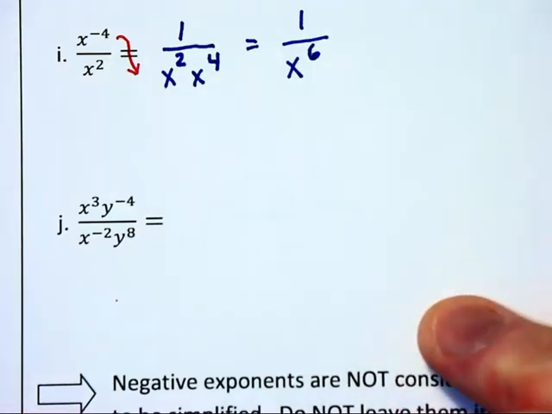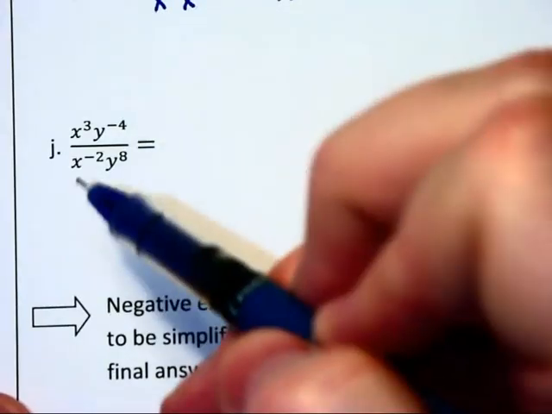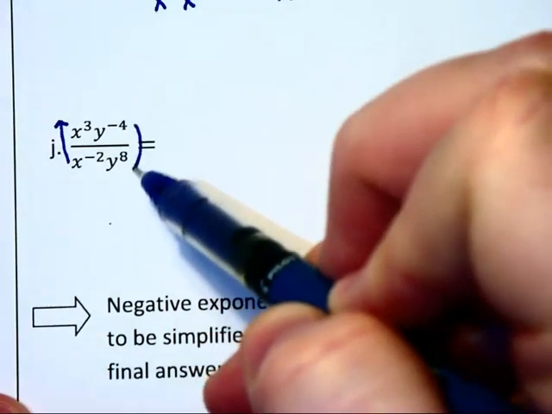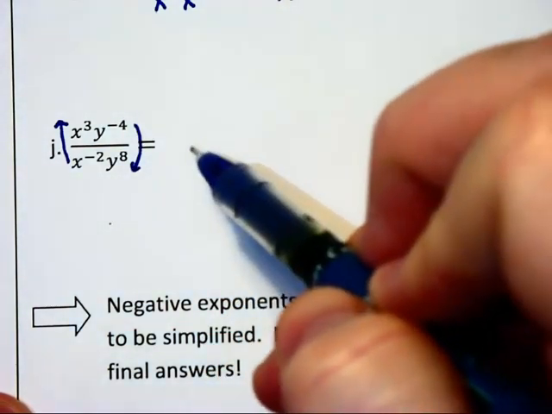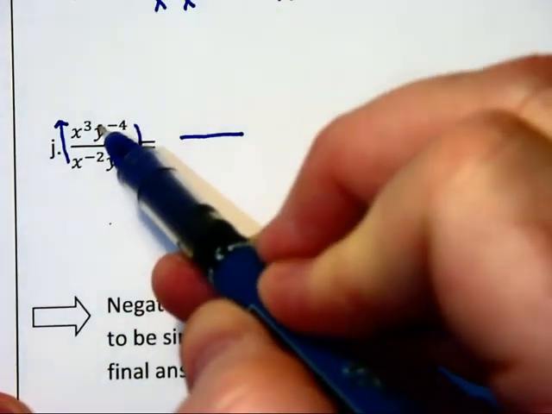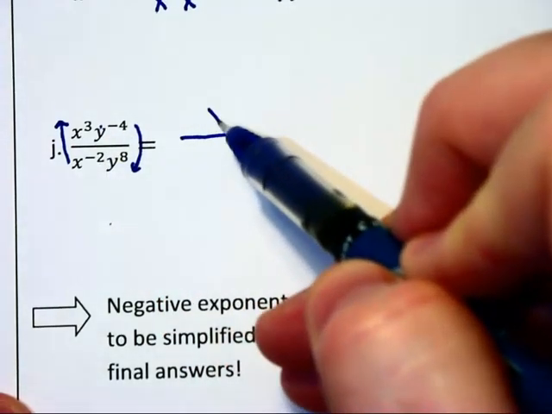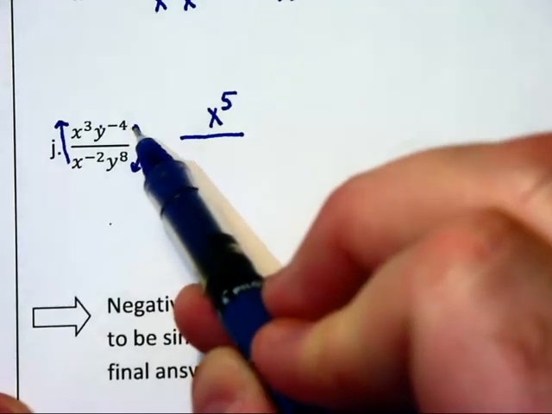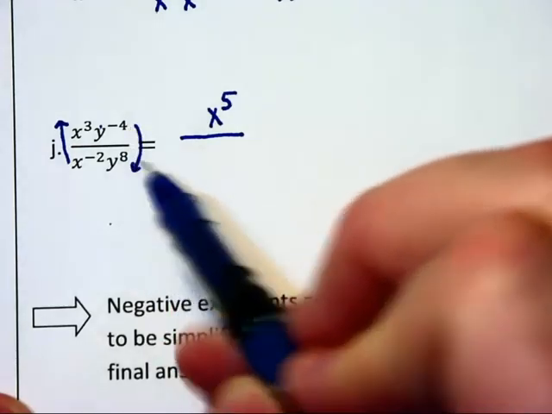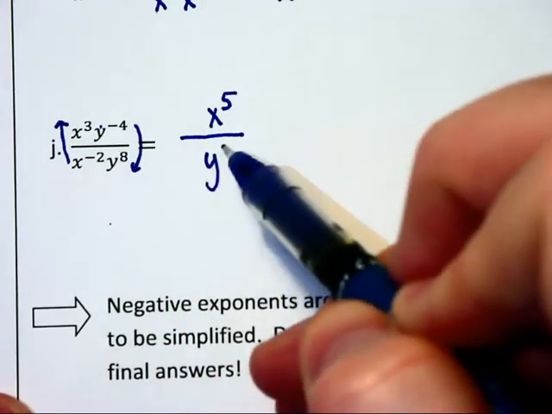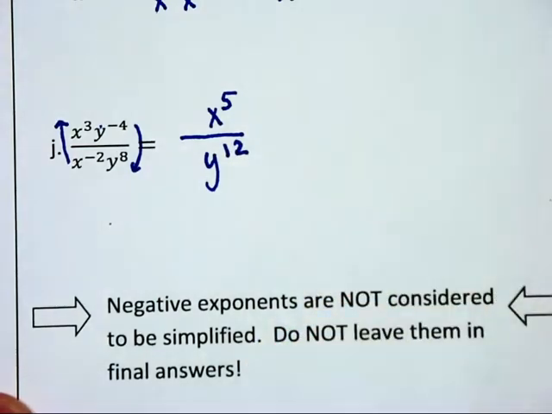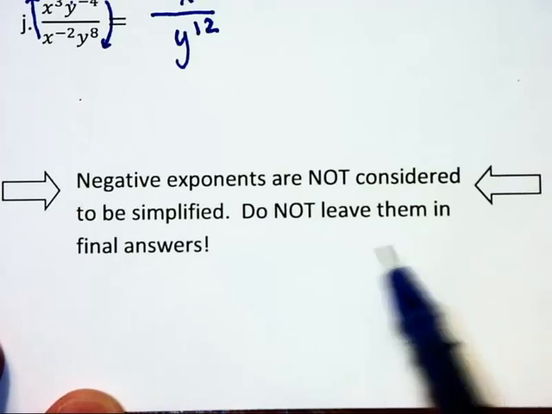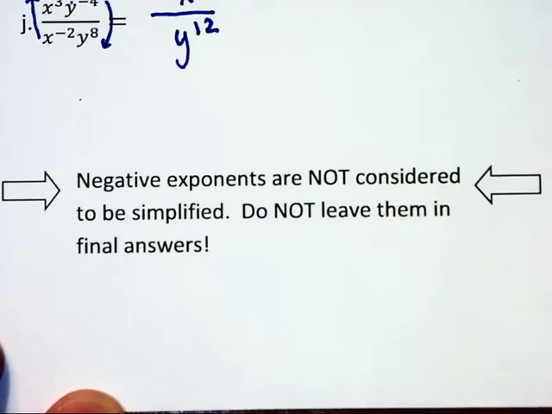In problem J, I've got some x's which are going to come up to the numerator and some y's that will go down to the denominator. So up in the numerator, I had 3 x's with 2 more joining it, so there will be x to the fifth. And for the y's, the 4 that are up in the numerator come down to the denominator, and we have 8 plus 4, which will be 12 down in the denominator. And I've already made a comment here just above about these negative exponents. Do not leave them in your final answers.